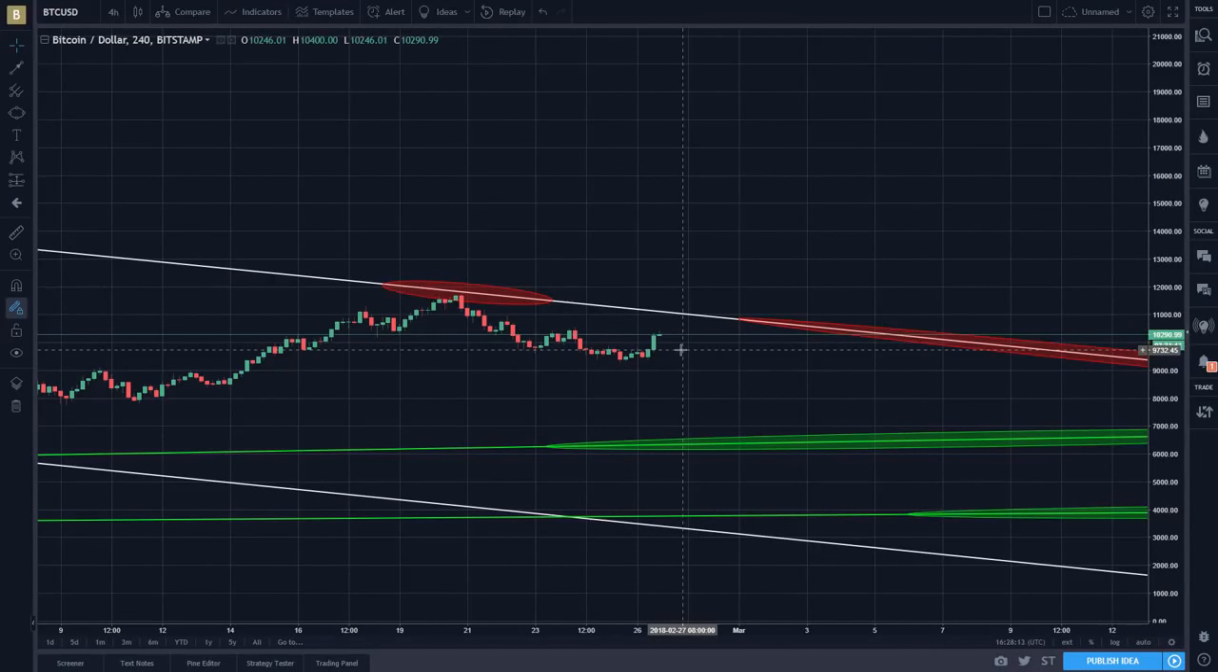Now again, we're still in this channel. So this would be our resistance line. And at this point, we're really looking at something over in here, but let's just say for the sake of this, we're looking at about 11,000. And obviously we know from 11,000 to 12,000, we have serious resistance in the chart.